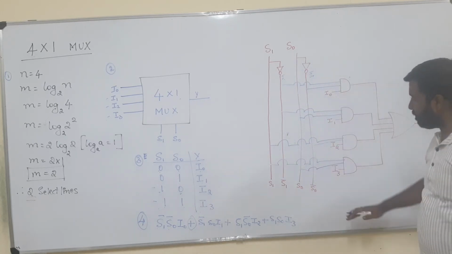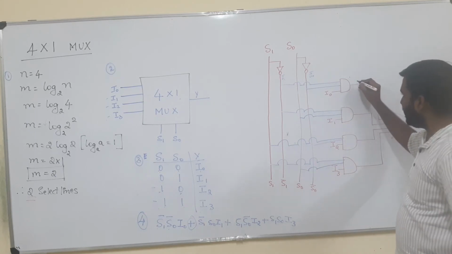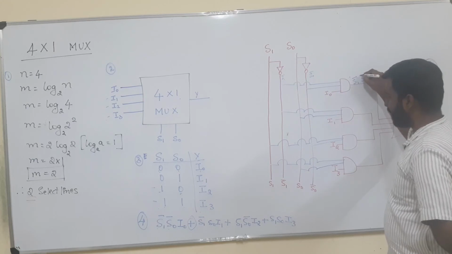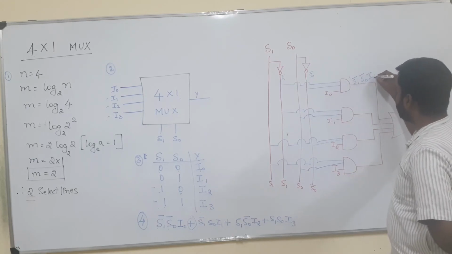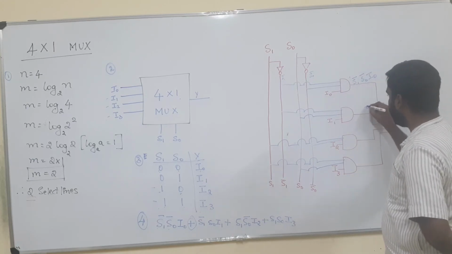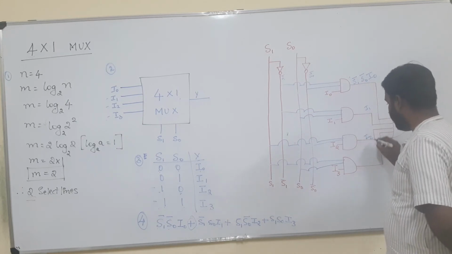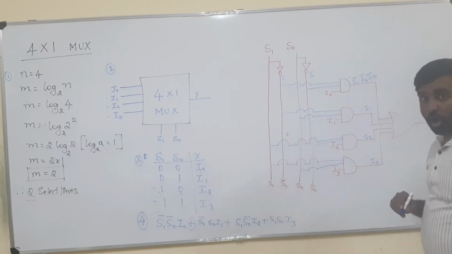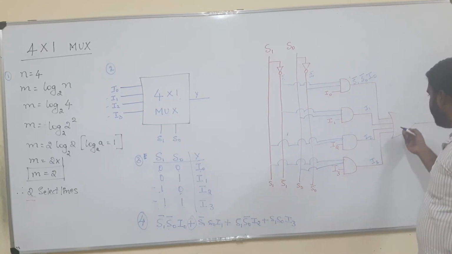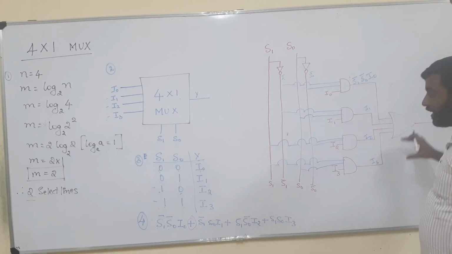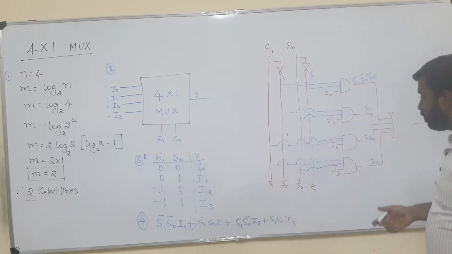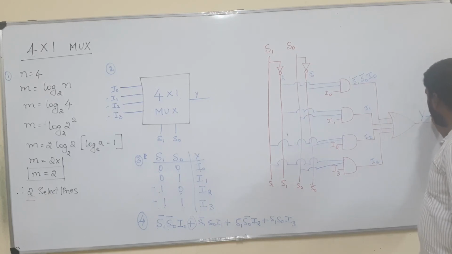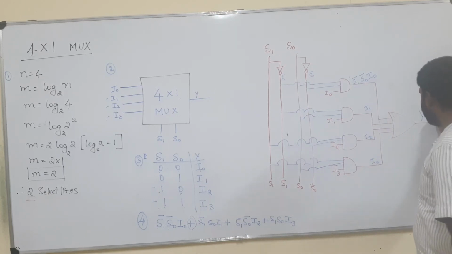After doing this multiplication, what will I be getting? S1 bar, S0 bar with I0, likewise here with I1, here with I2, here with I3. After all this, I will be subjecting it to an OR gate. It is a 4 input OR gate, or else you can use 2 OR gates and sum it totally. So that it becomes your finalized equation Y, which is the same answer.